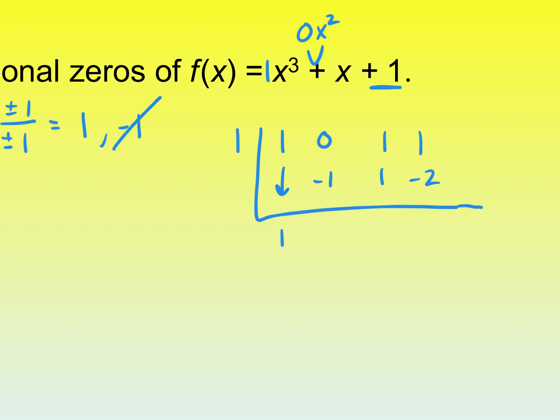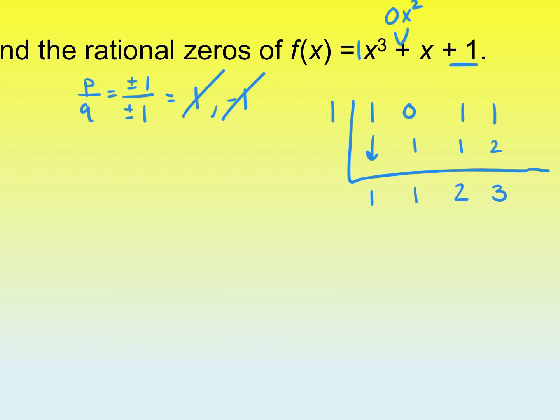So drop down the 1, multiply, you get 1, add 1, multiply, 1, 2, 2, 3. Does 1 work? Nope, 1 is also not a 0, not a factor. Doesn't work, we didn't get 0 as the remainder. So what do you think? Do I have any real zeros here? Nope, we've got no rational zeros.